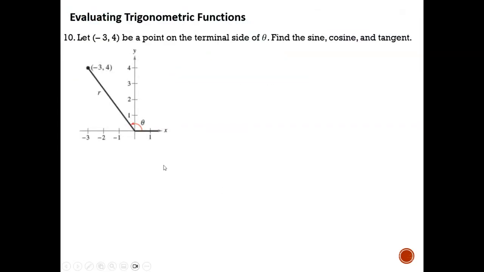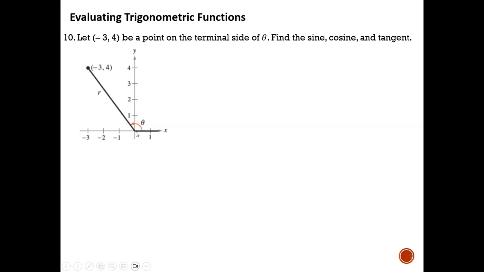Okay, also evaluating trig functions from a point. Okay, so we have this one. Let -3, 4 be a point on the terminal side of theta. Find the sine, cosine, and tangent. Okay, so here's the graph. Here's the point, -3, 4 right there.